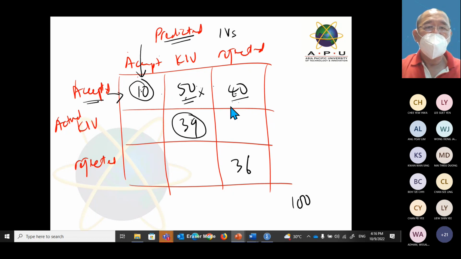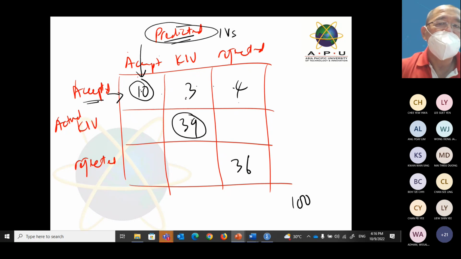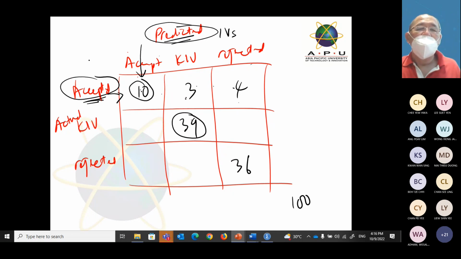Any question? I think this may be something not correct. Better change the number, maybe 3 and 4 like that. It means 4% predicted rejected, but actually they were accepted. Based on the data analysis they are all rejected, but actually they are accepted. We can make this conclusion because we know the data, everything. Therefore, only the diagonal part is considered accurate.